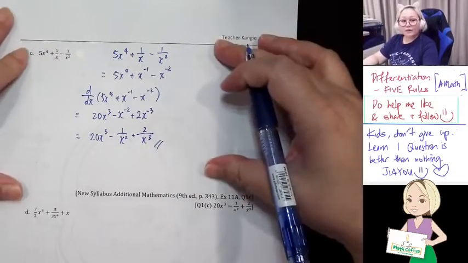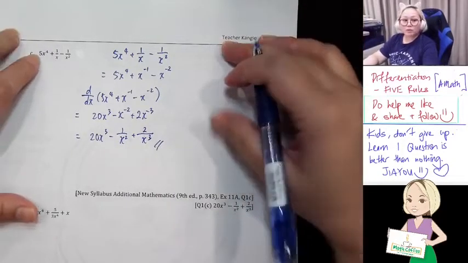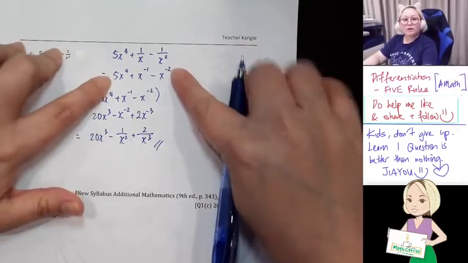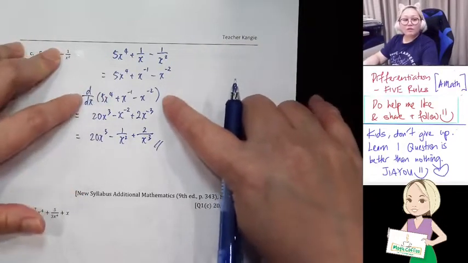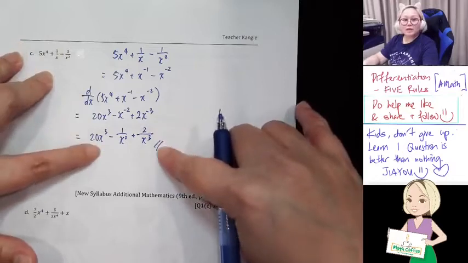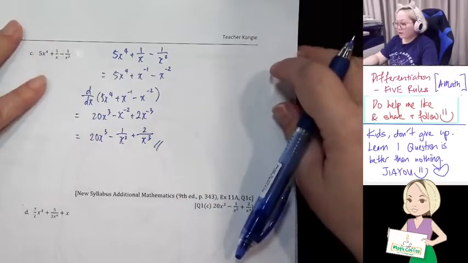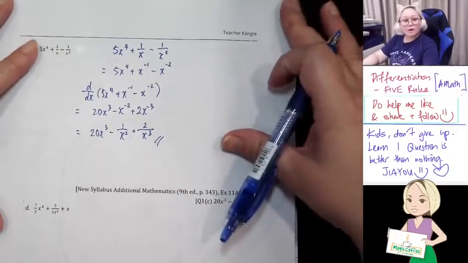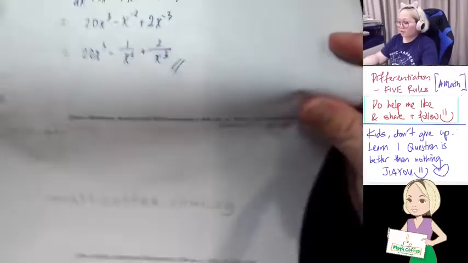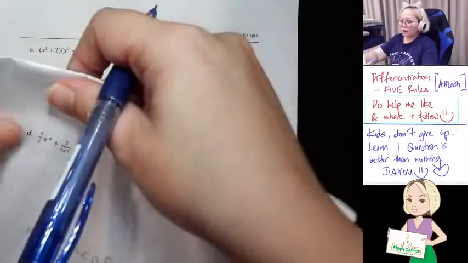Okay, so very important is you need to change them to the index notation before you differentiate. It's easier to see. All good? Okay, so for part D, it's also quite similar.